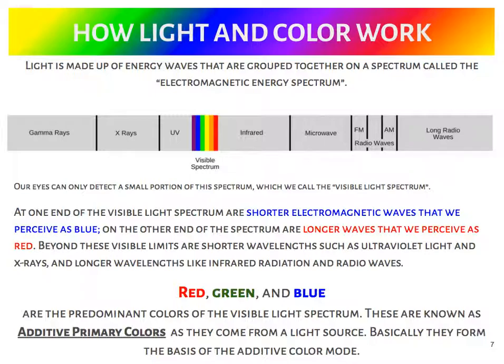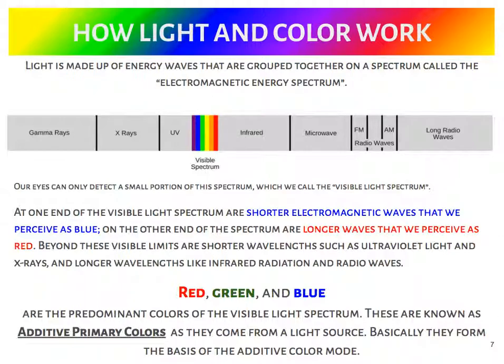How does light really work? Well, light is made up of energy waves that are arranged together on a spectrum called the electromagnetic energy spectrum. Our eyes can only detect a small portion of the spectrum, which we call the visible light spectrum. At one end of the visible light spectrum are the shorter electromagnetic waves that we perceive as blue. On the other side of the spectrum are the longer waves that we perceive as red. Beyond these visible limits are shorter wavelengths such as ultraviolet light and X-rays, and longer wavelengths like infrared radiation and radio waves.